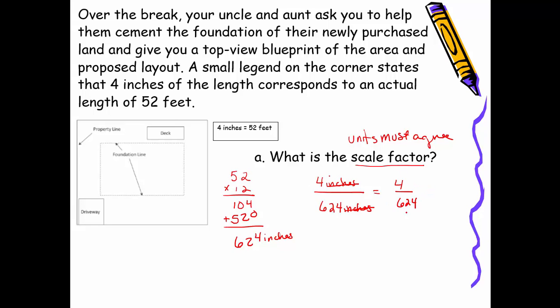Then I'm just going to write it in simplest form. So 4 over 624 is the scale factor. I'm going to choose to write it in simplest form by dividing top and bottom by 4. 4 divided by 4 is 1. 624 divided by 4. Let's see. 4 goes into 624. 4 goes into 6 once. Bring down that 2. 4 goes into 22 5 times. Bring down that 4. I'm just reminding you about long division. 4 goes into 24 6 times. Your scale factor is 1 over 156. That means 1 inch in the drawing represents 156 inches in real life.